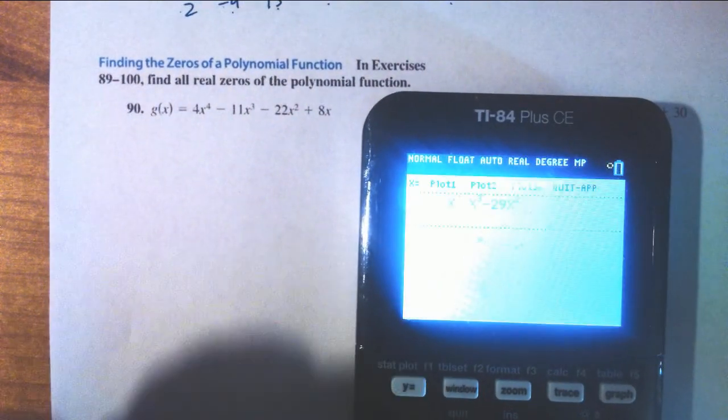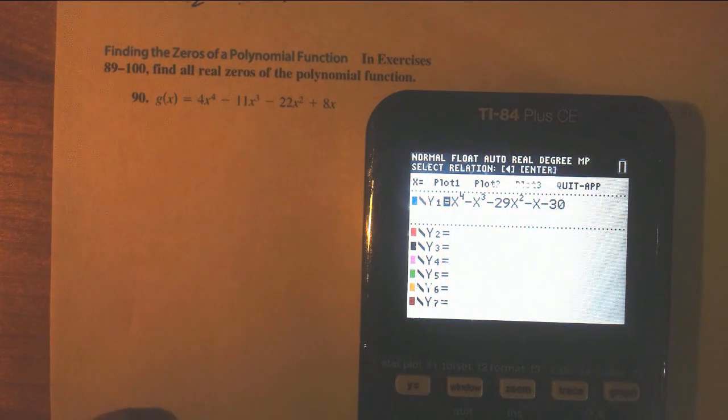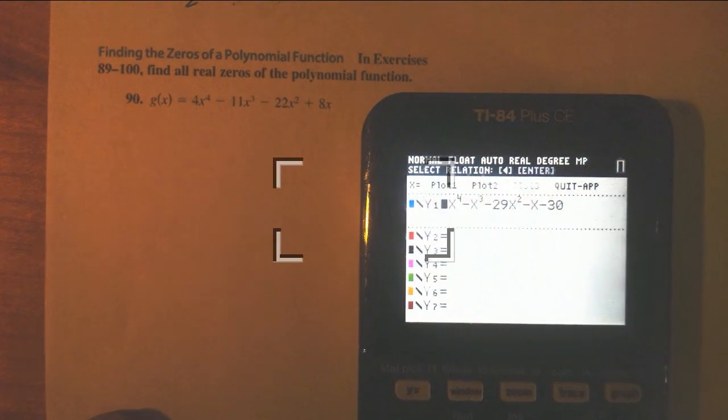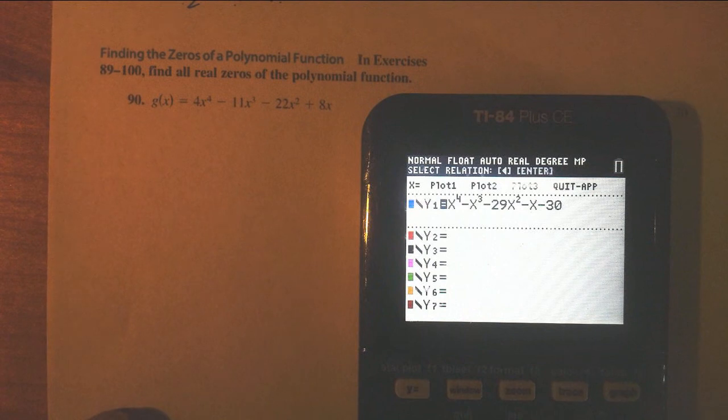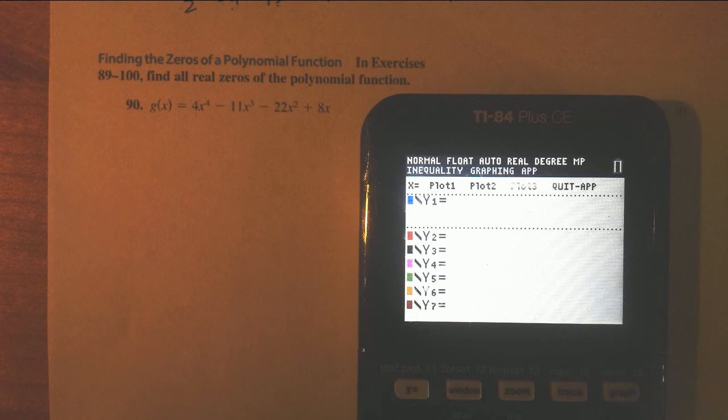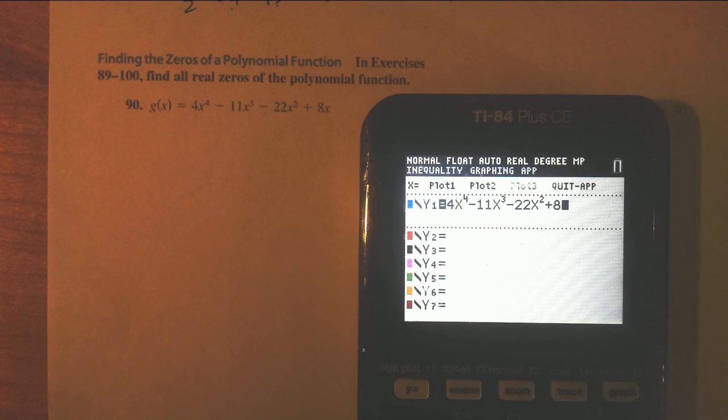So let's go back into y equals. We're going to graph this function. I'm going to clear this. And I'm going to go 4x to the fourth. Whoops, that's not a 4, that's a 4. Minus 11x to the third. Minus 22x squared. Plus 8x.